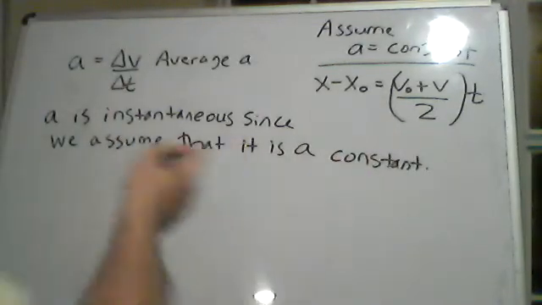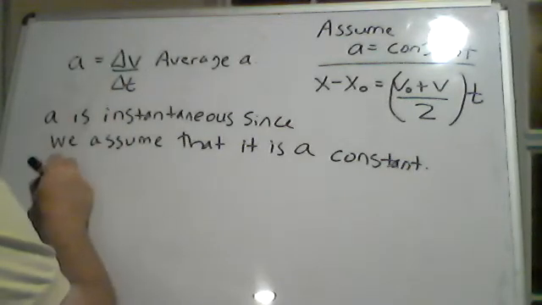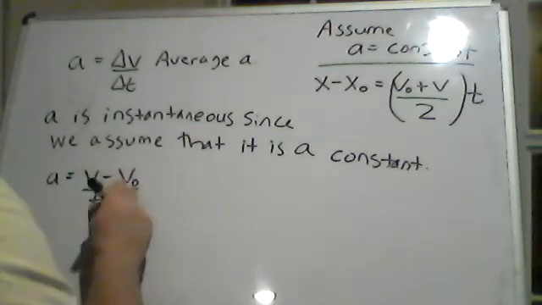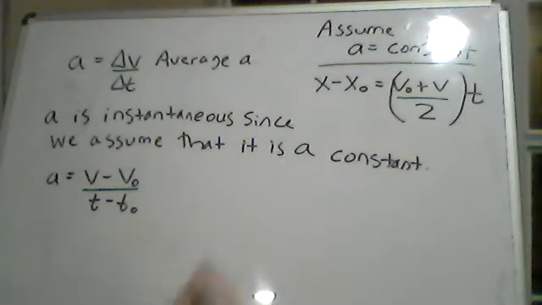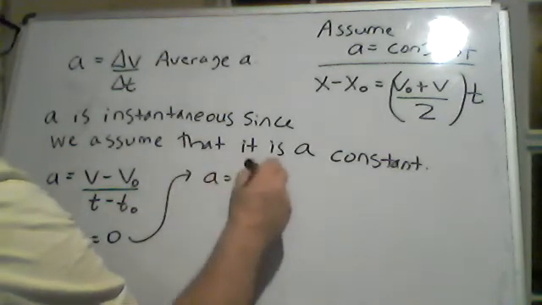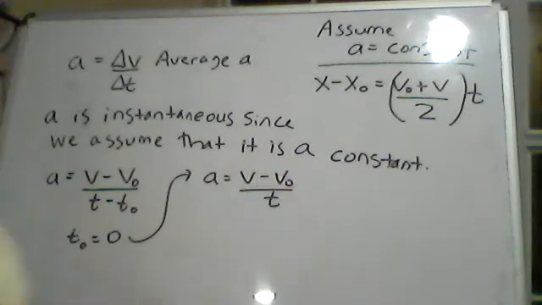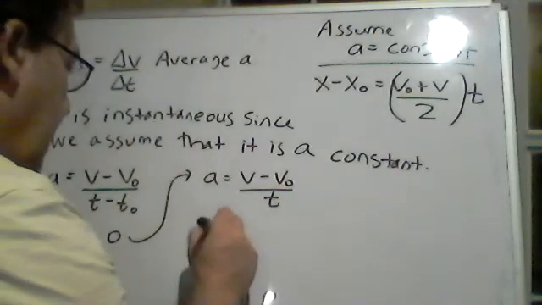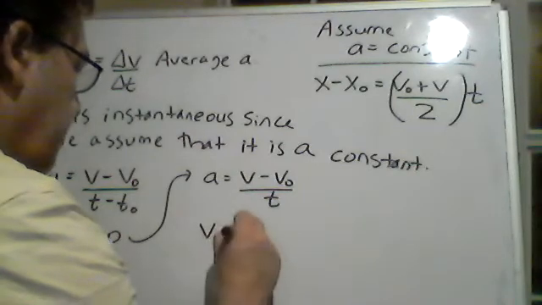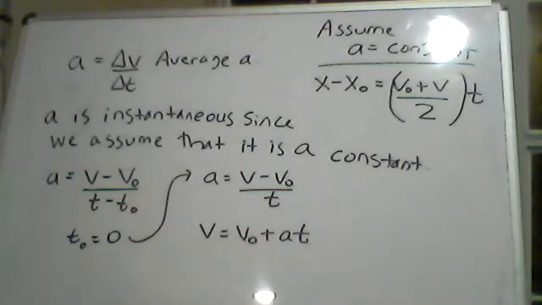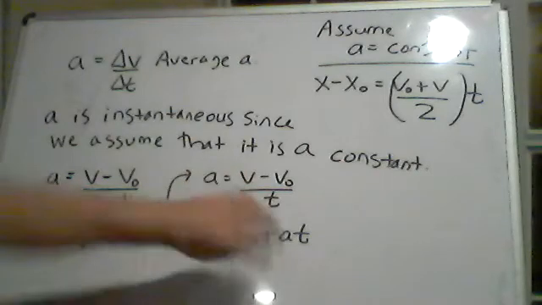All right, so what I have here is a is delta v, which is v minus v naught divided by t minus t naught. I am again going to say that my stopwatch starts at 0. That means that I can write that a is v minus v naught divided by the time. And I just need to flip it about the equal sign and cross multiply. And I can say that v equals v naught plus a t. So what did I do? I multiplied by t, I added v naught, and I flipped the equation around.